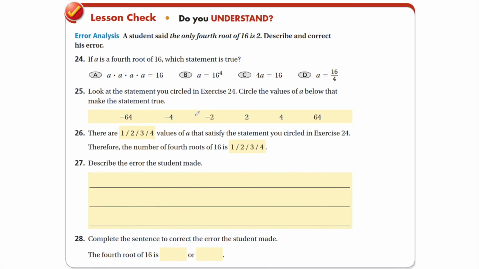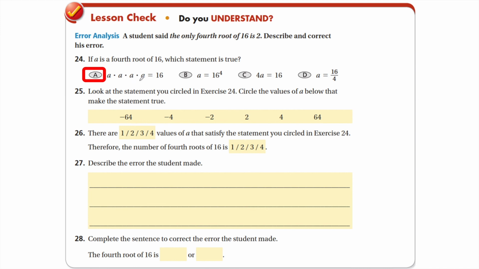And we finally made it to the lesson check. Let's power through. A student said the only fourth root of 16 is 2. Describe and correct his error. Well, if a is a fourth root of 16, that basically means that we have to multiply a by itself 4 separate times to have it equal 16. The only statement that seems to show that as being true is choice A: a times a times a times a will equal 16.